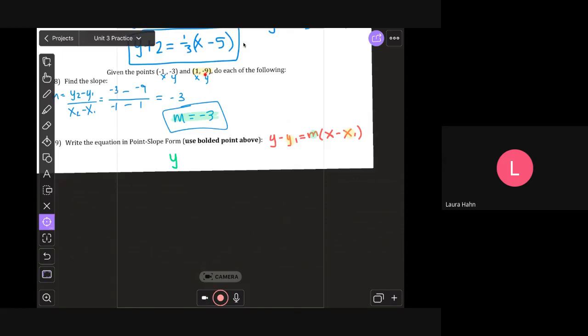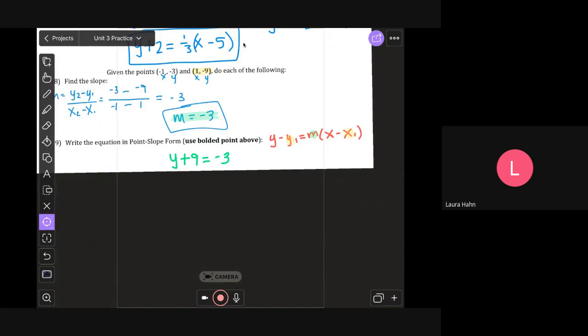So my y value is a -9. The opposite of that is a +9. So we did this part: we put y, and then we put the opposite of our y value. Now I'm going to put equals, and I'm going to plug in for slope. We said our slope was -3. We just found that.